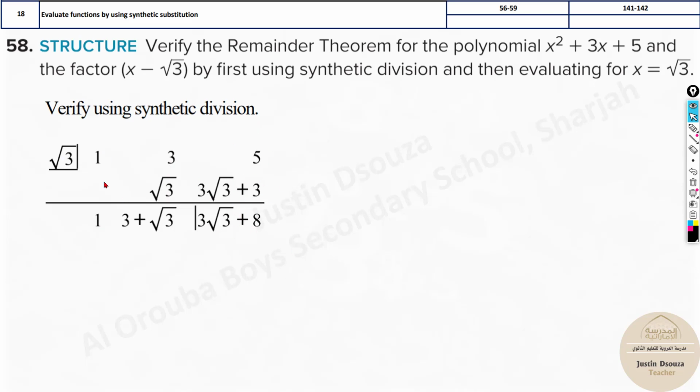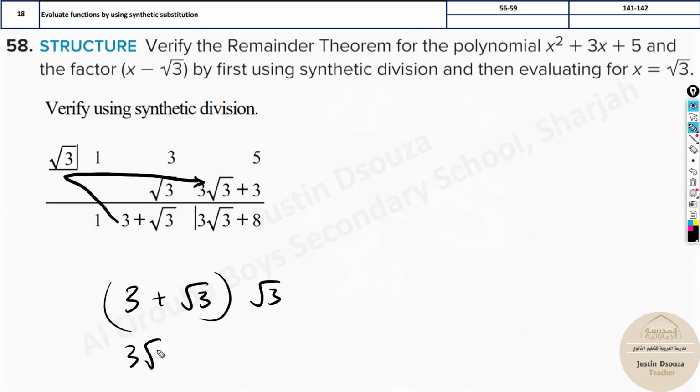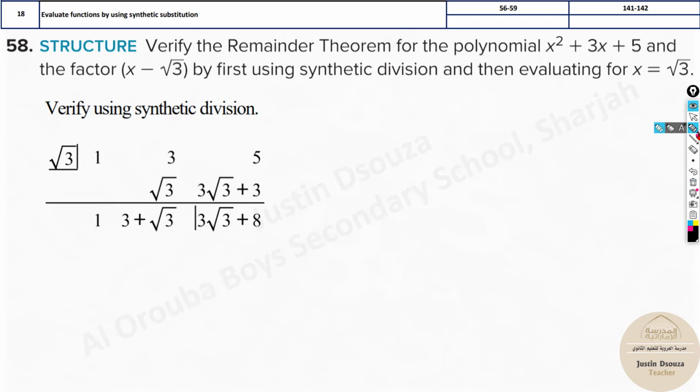That's it. Now, yeah, this is multiplied by root 3. If you're wondering what happened over here, I'll make it clear. You're multiplying this and writing it over here, right? 3 plus root 3 multiplied by root 3. What happens? 3 root 3 plus 3 over here, isn't it? Because 3 root 3 is 3 root 3. So that's why we get this. And add the real numbers together. 5 plus 3 is 8.